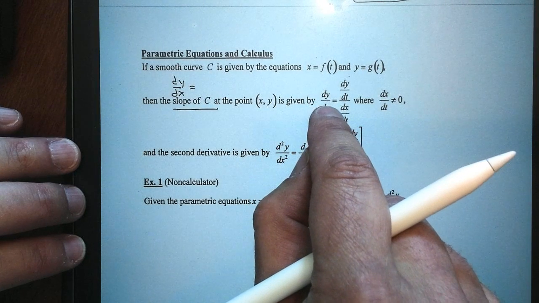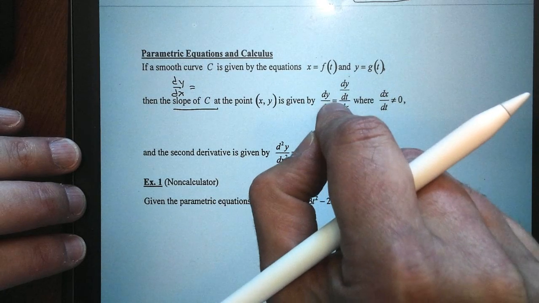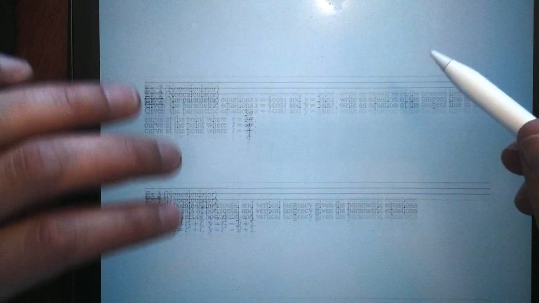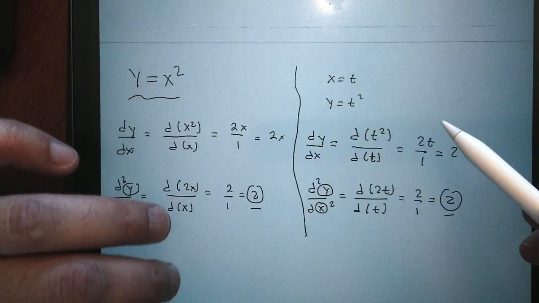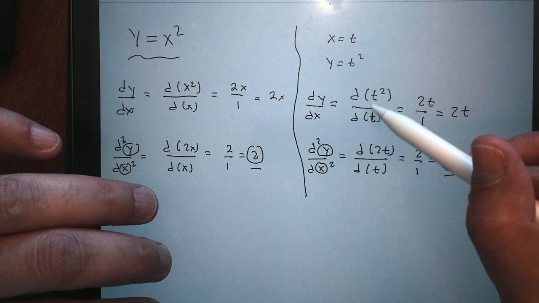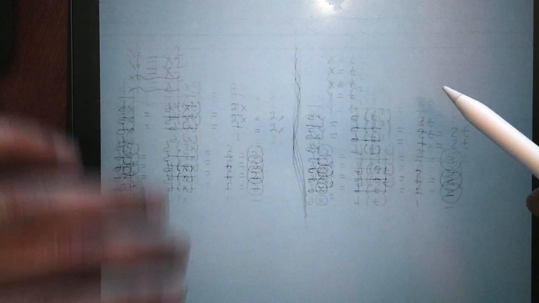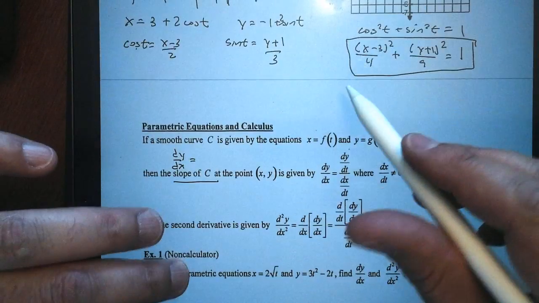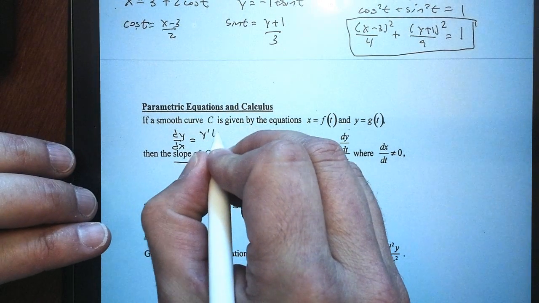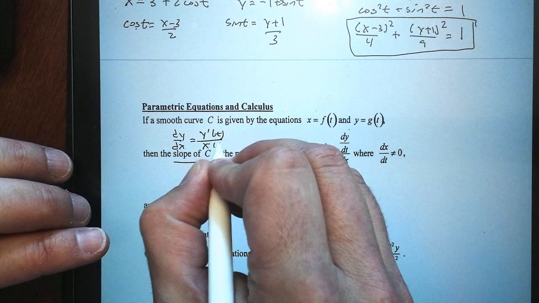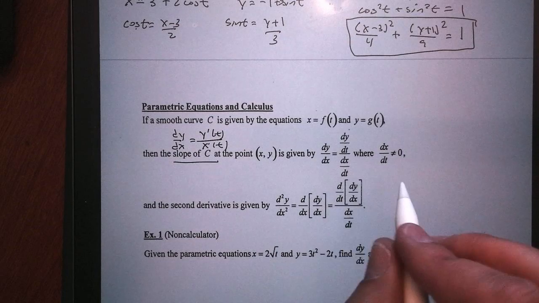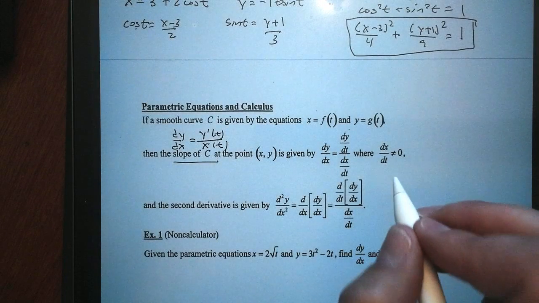So dy/dx is dy/dt over dx/dt. And that's kind of what we said right down here. We're taking the derivative of y with respect to t and the derivative of x with respect to t. That's kind of what that says right up here. So I like to shortcut it by saying y prime of t over x prime of t. Makes it a little bit easier in terms of just understanding it, provided that the bottom derivative is not 0.